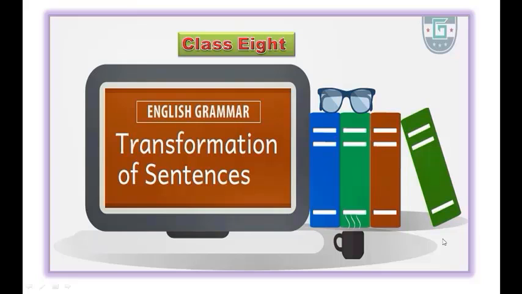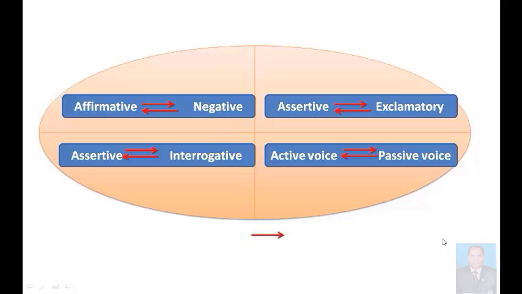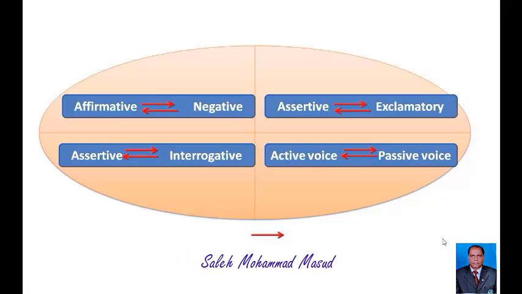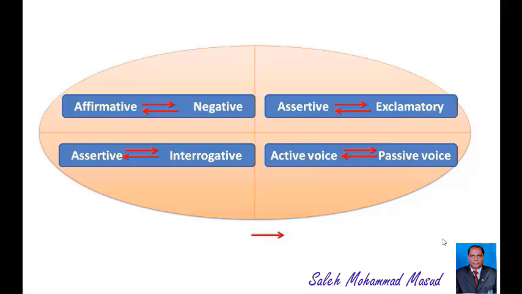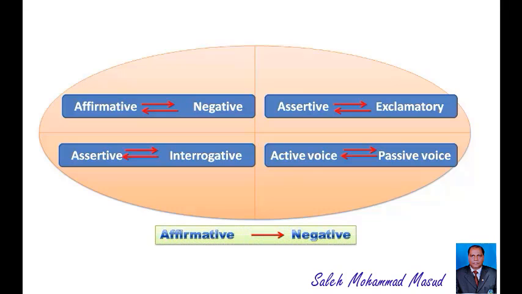You know, for the JSC exam, you are to learn the following changes: affirmative sentence to negative sentence and vice versa, assertive sentence to interrogative sentence and vice versa, assertive sentence to exclamatory sentence and vice versa, active voice to passive voice and vice versa. And today we are going to start affirmative sentence to negative sentence. First we will try to understand the basic rules of changing and then we will practice.